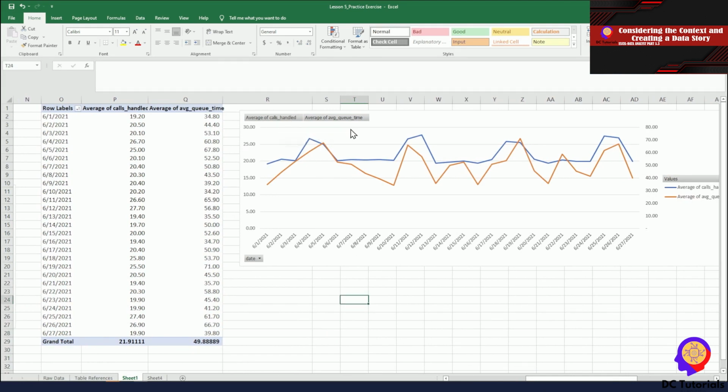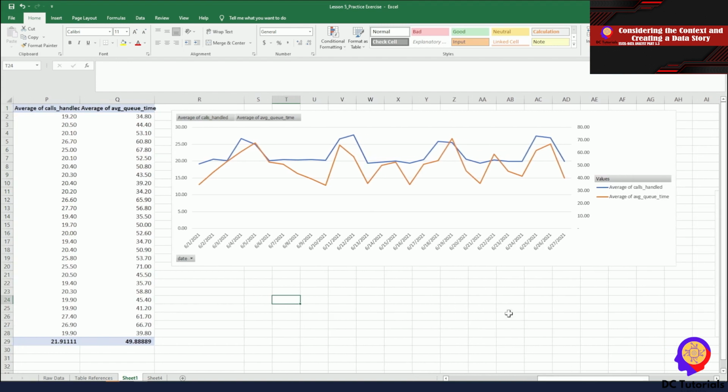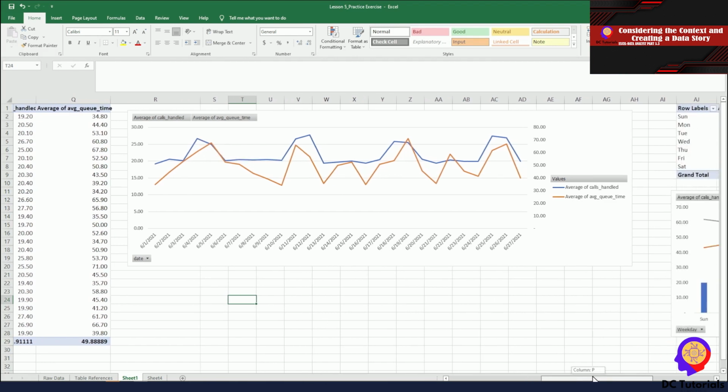or the calls handled and the average queue time, just to prove some inference that the more transactions that we have, the longer the queue time will be. So it is indeed showing the same pattern, right? So per day, this is on a day-to-day basis, and just show the average number of transactions and the average queue time.